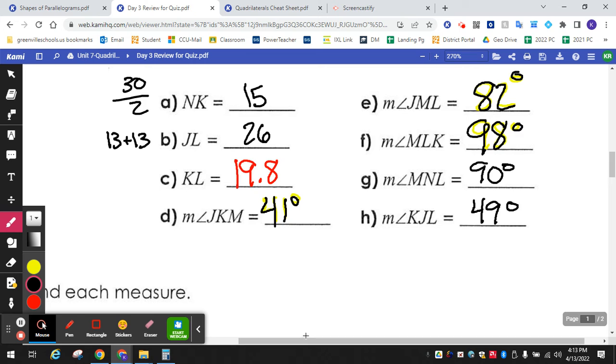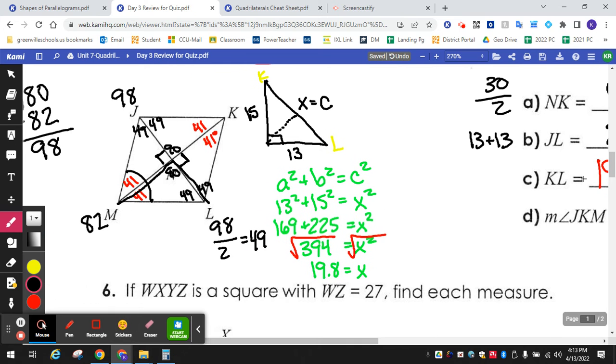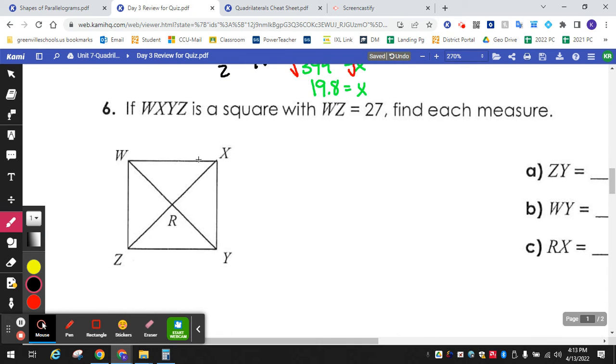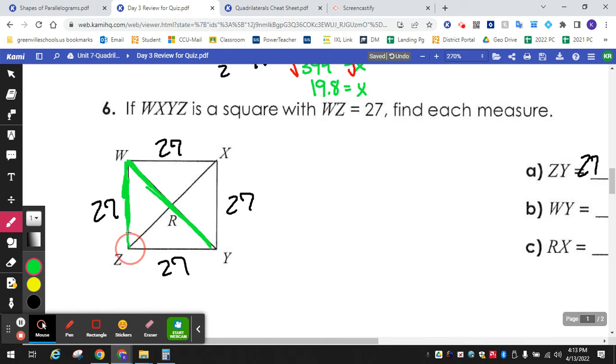Okay. Number 6, last one on this side. And it's a square, hooray. WZ is 27, and it's a square, so you know all sides are 27. W to Y is what we're asking for, and we don't know anything about it. But we do have a right triangle. So Pythagorean, a squared plus b squared equals c squared. So the diagonal is what we're looking for. I'm going to call that x.